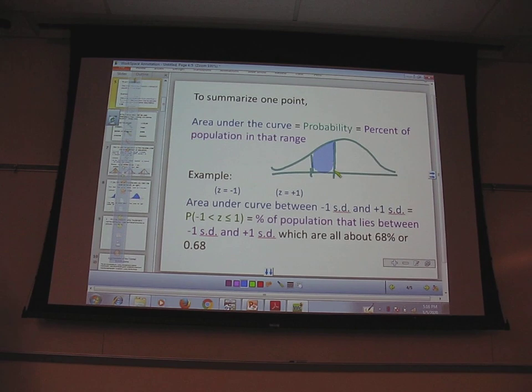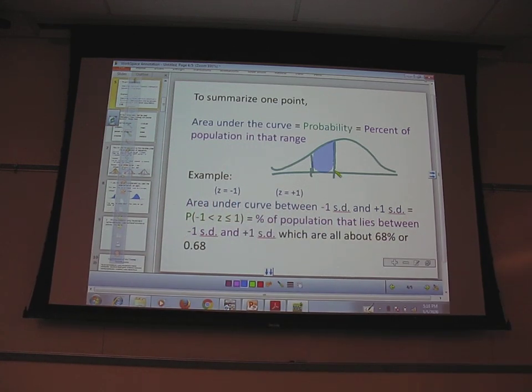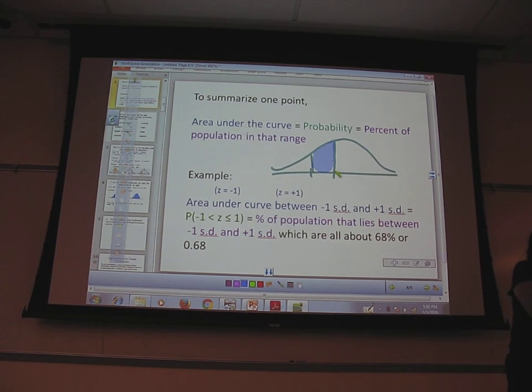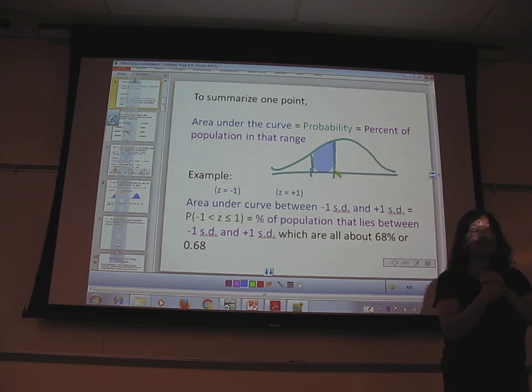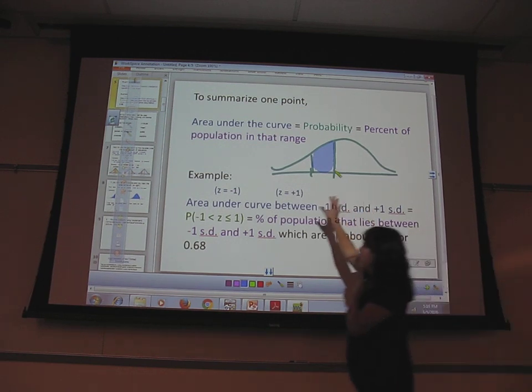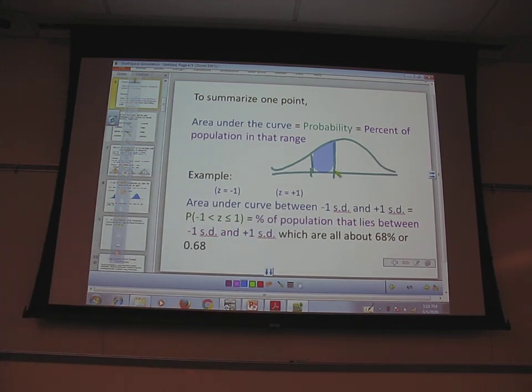They all add up to what? 1. Yeah, the area under the curve. If I add up all the area under the curve, what does that add up to? 1 or 100%. If I add up all the probabilities of everybody, what will that add up to? 1 or 100%. If I take the entire population, what percent of the population will I have? 100%. Right, so those all represent percentages of the population, probabilities.